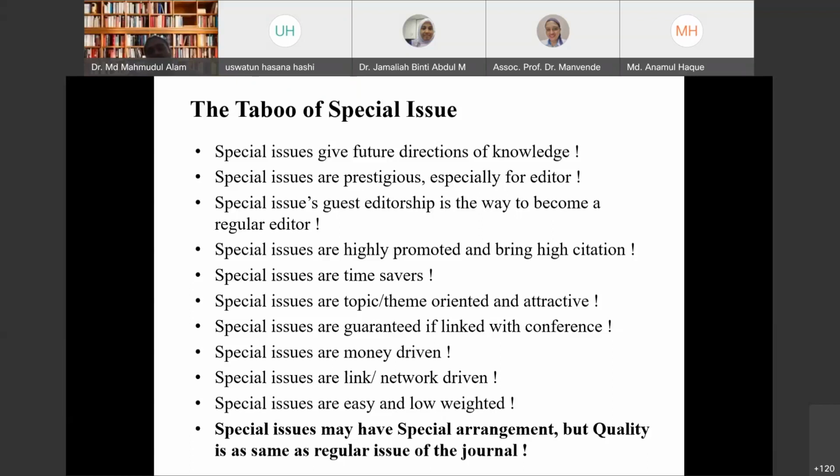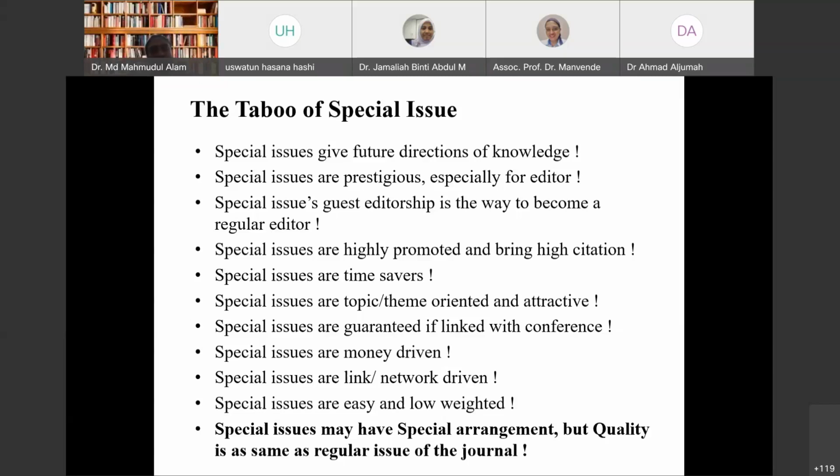So my understanding is a special issue may have a special arrangement, but the quality is the same as the regular issue of the journal, because even if the guest editor accepts an article, the chief editor can reject it. The chief editor has the full right of check before final acceptance. The chief editor will not publish a low grade article because this is his journal reputation. So they ensure the quality of the article at that level of journals, but they give you a chance to work on it several times, and that's why you need to pay.